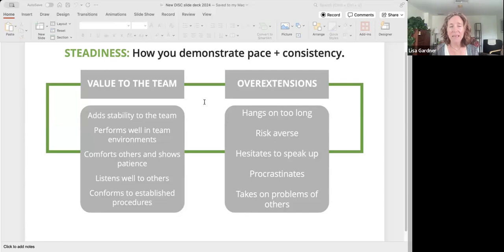In their overextensions, they may hang on too long, meaning they'll repeat things too much in conversation to make sure you get it. They may stay too long at a job when they should have left, and same thing in relationships. They are risk averse and they'll often hesitate to speak up. They can be procrastinators and tend to take on the problems of others.